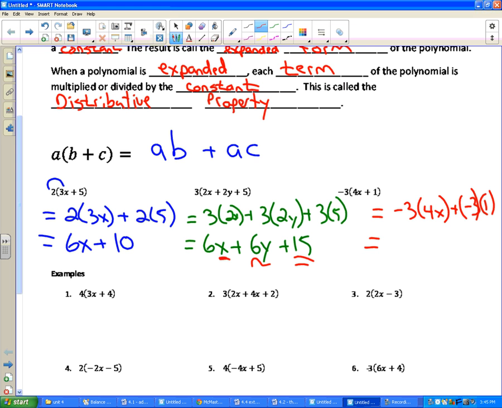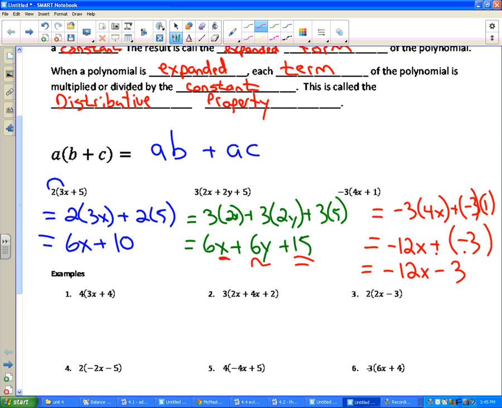Well, negative 3 times 4x, negative 3 times 4 is negative 12, so negative 12x plus, I'm going to keep this in brackets, negative 3 times 1 is a negative 3. And we're going to simplify this a little bit, so negative 12x. And we've got a positive and a negative. It becomes a negative. So negative 12x minus 3. And there is our example. Okay, so we've got our examples done.